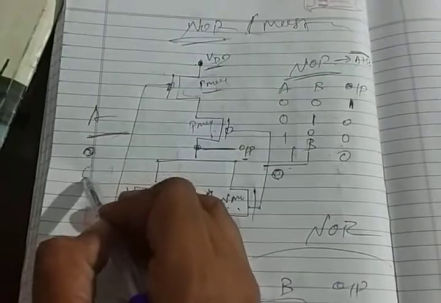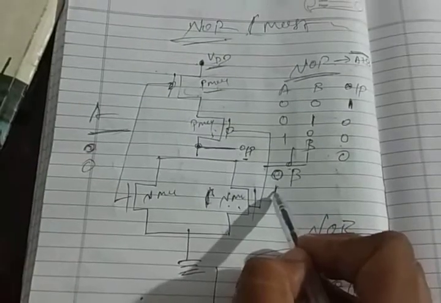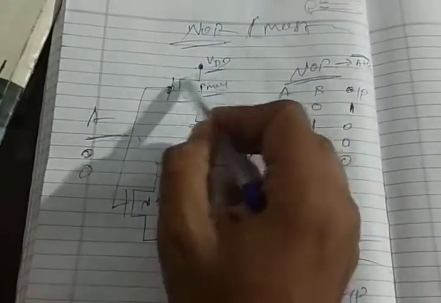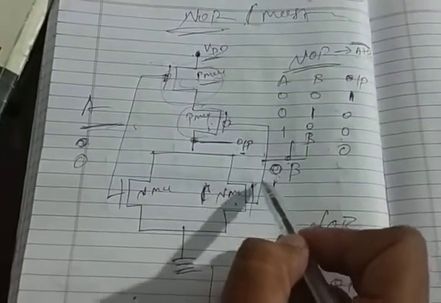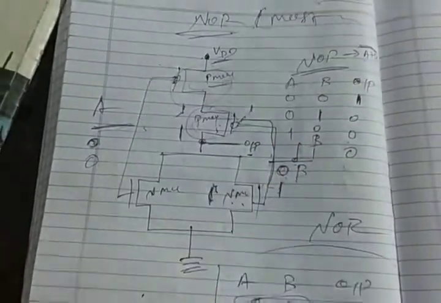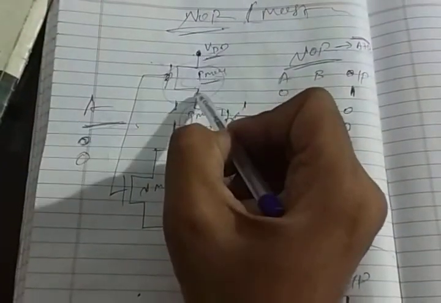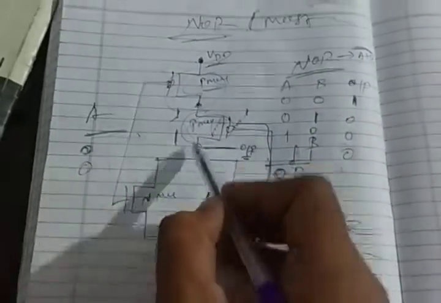If you apply 0 here and 1 at terminal B, then what happens? This PMOS is active and this second PMOS is deactivated, because 1 is applied here, so the circuit breaks. This PMOS works as an open circuit, and this one is short, but there is no output at that point.